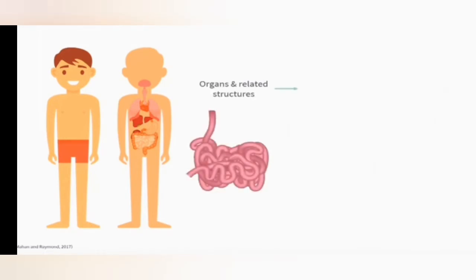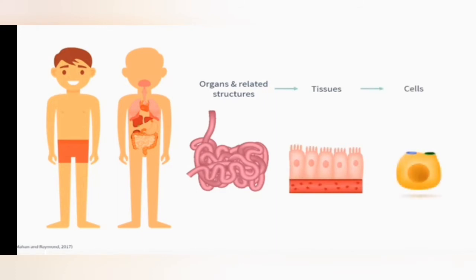So let's discuss the GIT. There is the small intestine, an organ related to the GIT. It is made of cells, with microvilli showing finger-like projections, the epithelium, and the small unit is a cell. The collection of cells makes up tissue.